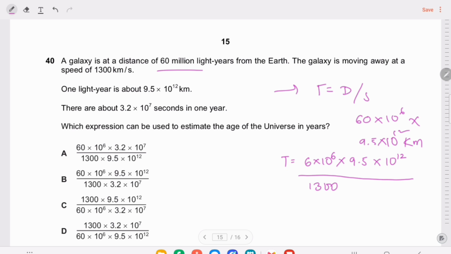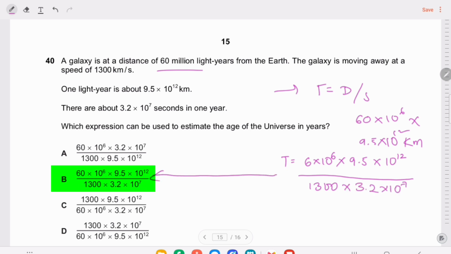To convert the seconds into years, you have to divide this by 3.2 × 10^7. So which option is matching this? It is B. If someone tells you I travel 300 kilometers at 60 km per hour, you automatically calculate time equal to distance divided by speed. This question uses exactly the same idea, just on a cosmic scale.